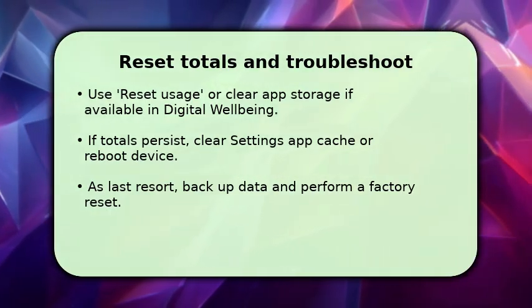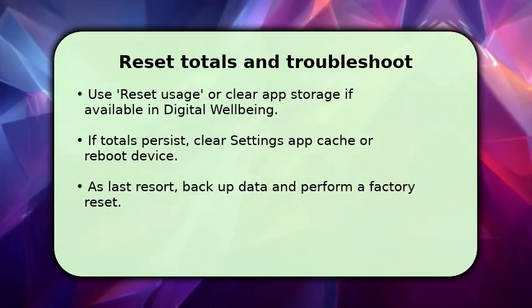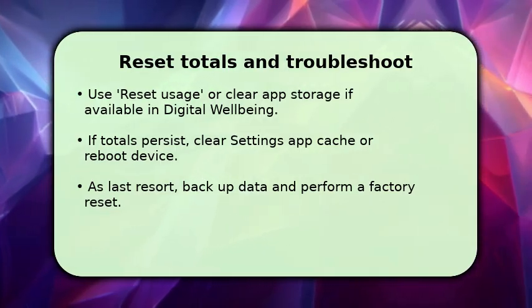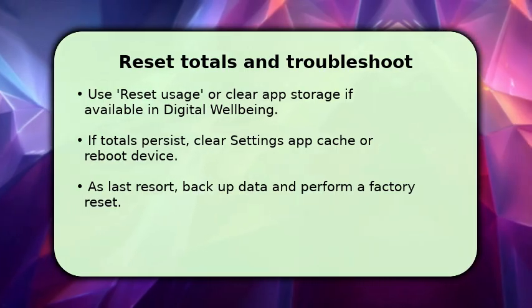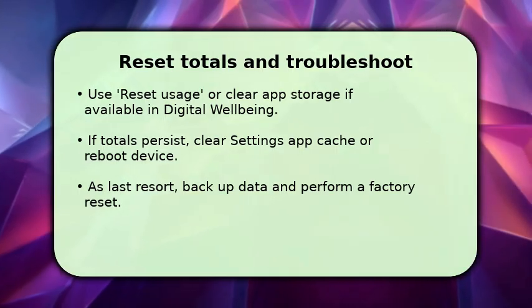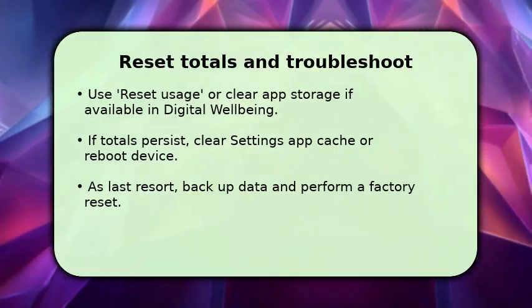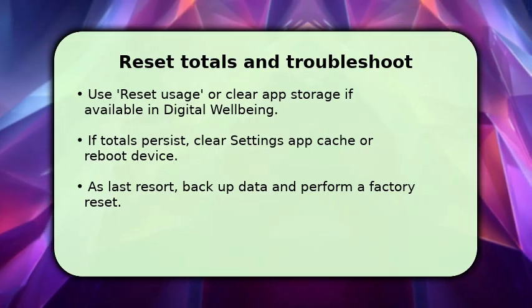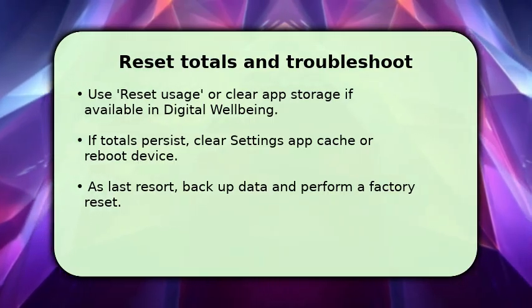If numbers still show, make sure to clear the settings app cache or simply reboot the phone, because stale caches can hold old totals. If problems persist, back up personal data and perform a factory reset only as a last resort. This fully clears system-level records, but is irreversible, so proceed with caution.